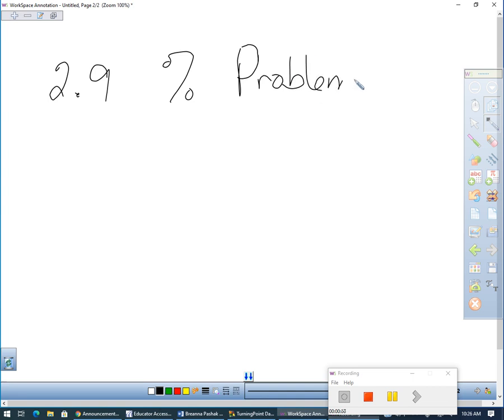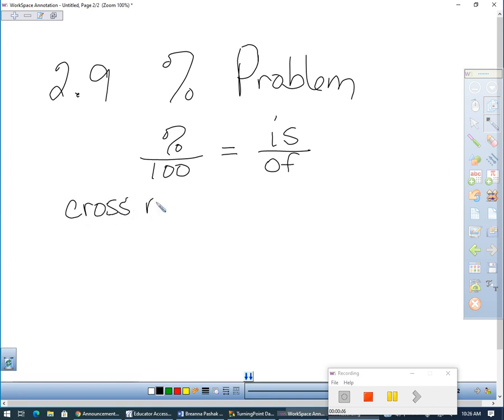Now the way I'm going to ask you to set up all of your percent problems today is in proportions. That's it. And this is how we're going to set all of them up, and it will work every single time. Every time. We're going to do percent over 100 equals is over of. Every time. And then, of course, when you have two proportions equal to each other, we cross multiply and divide. Is over of. That's going to be our proportion.